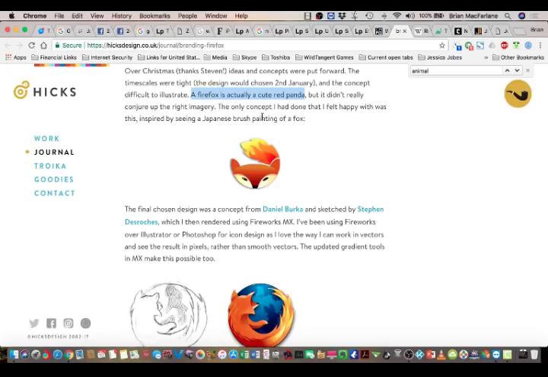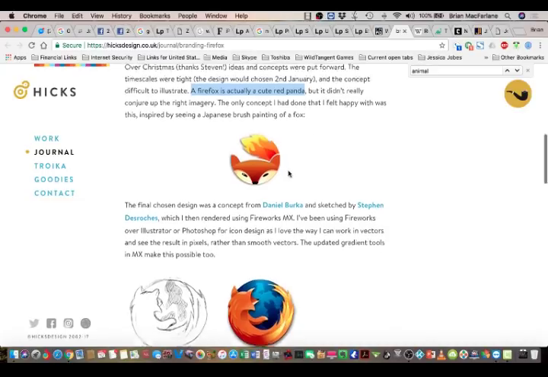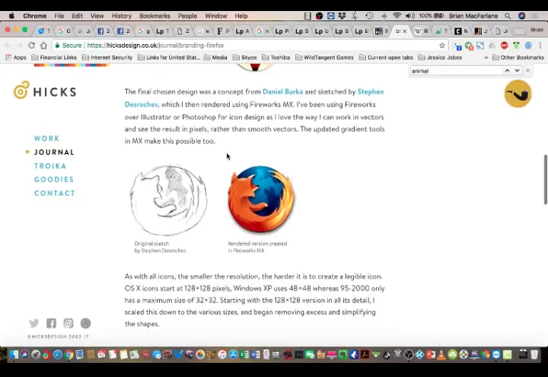The only concept I had done that I felt happy with was this, inspired by seeing a Japanese brush painting of a fox. So that's where they got the inspiration. The final chosen design was a concept from Daniel Burka and sketched by Stephen Desroches, which I then rendered using Fireworks MX, and I've been using Fireworks over Illustrator. Okay, that's yada yada. So you guys see that, right?